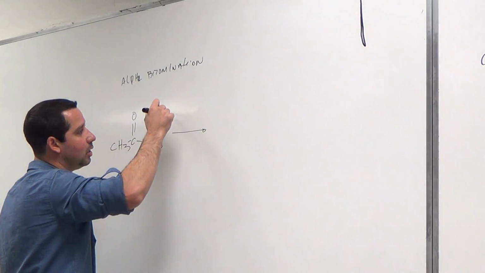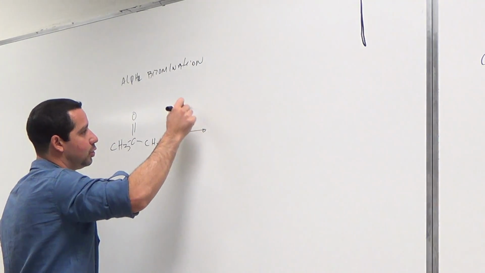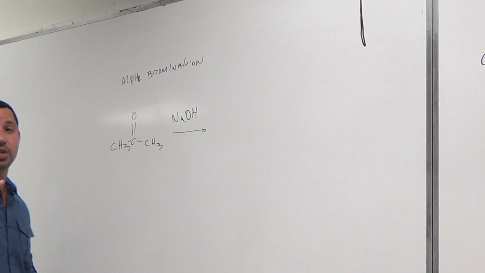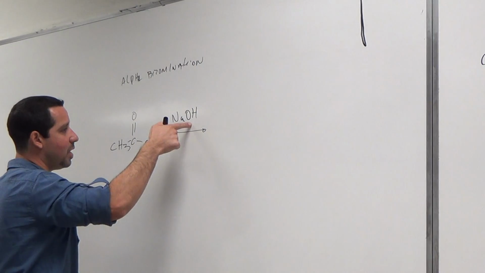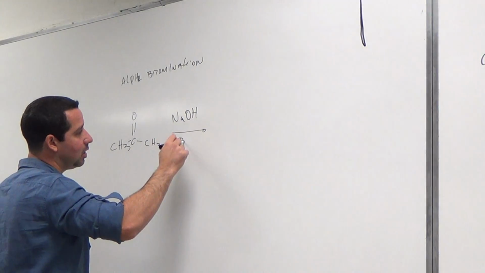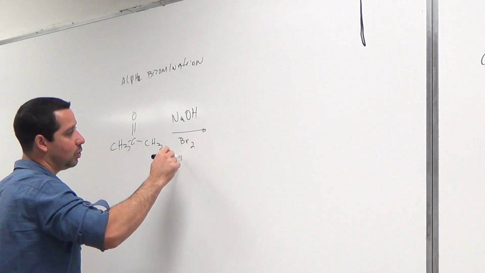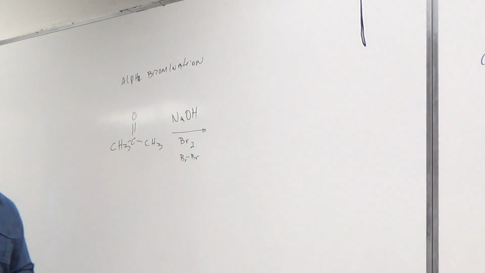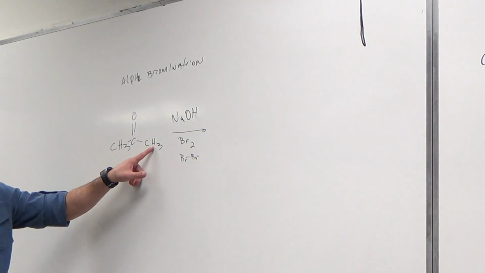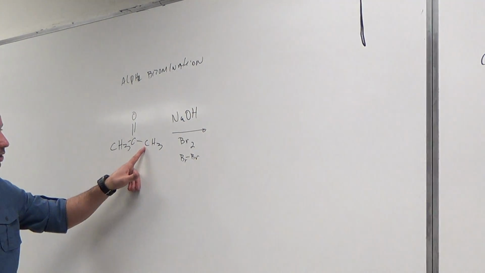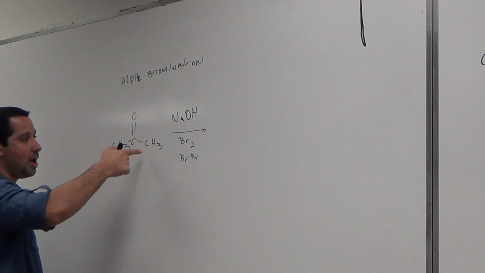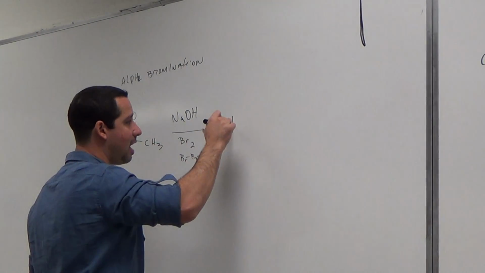The base could be sodium hydroxide. It's not the best base, probably not, but it's the cheapest base. Sodium hydroxide, and then Br2, which is Br-Br. So you will pull the alpha proton, and this will attack the bromine, that will leave, and you will have bromination in the alpha position.